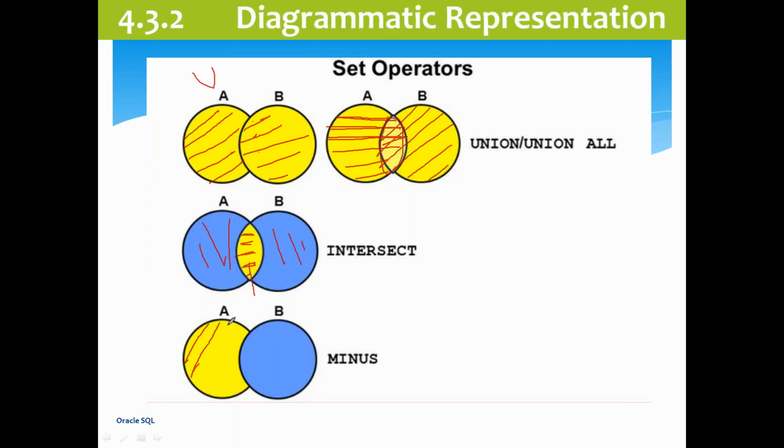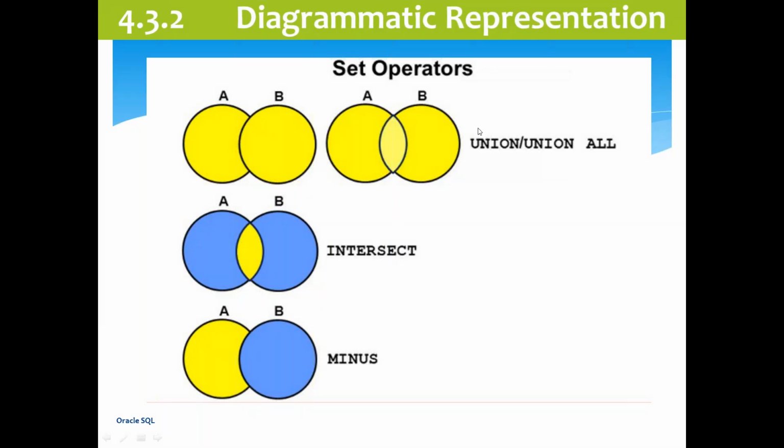Next, minus. A minus B means it is present only in A but not present in B. So this part it will come, only A. This common part will not come, because if it takes the common part, that is also present in B. That's why it will take only what is present in A but not in B. And reverse is B minus A, which is present only in B but not in A. So this part is only present in B. Here also the common part will not come because the common part is also present in A. So this is diagrammatically how it looks.